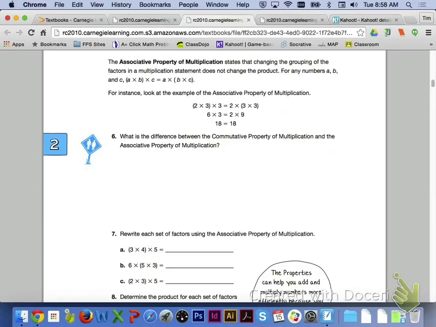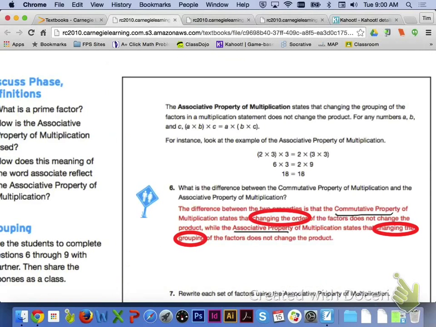Take a look at number 6 and go ahead and answer it with your group members. We want to try to understand what the difference is between the commutative property of multiplication and the associative property of multiplication. The difference between the two properties is that the commutative property of multiplication states that changing the order of the factors does not change the product, while the associative property of multiplication states that changing the grouping of the factors does not change the product.